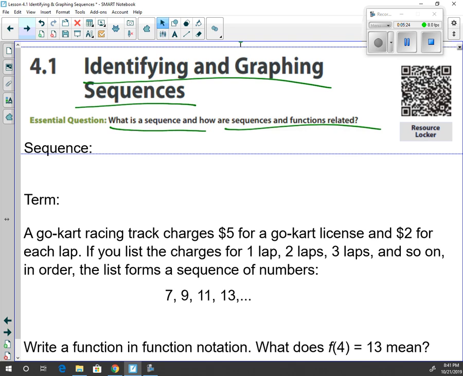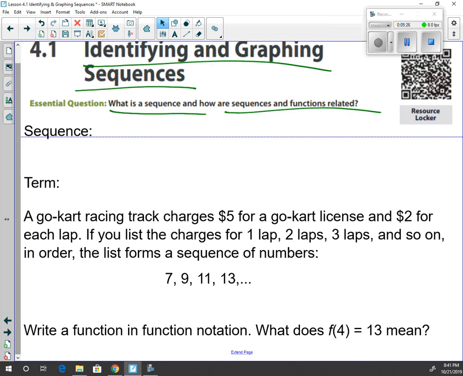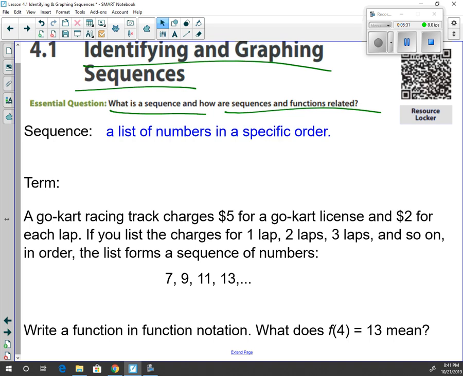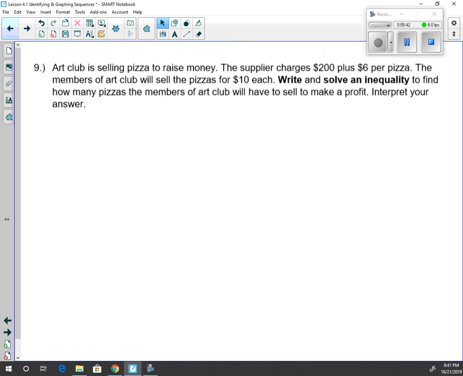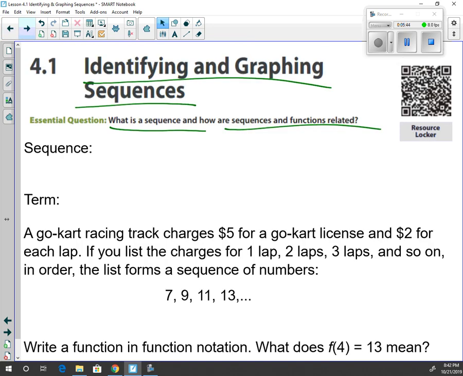So let's get down some definitions first. So first of all, what is a sequence? A sequence is a list of numbers in a specific order. And there's a pattern that establishes that order. In the warm-up problems, we continuously subtracted 5, or we were multiplying by -3. So we come up with the list of numbers by using some rules, right?